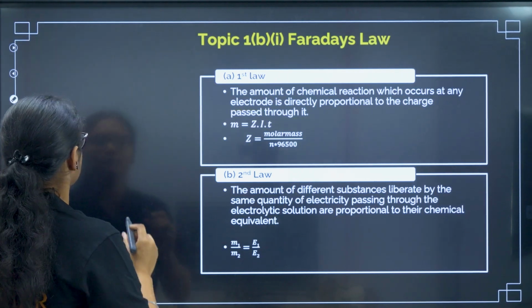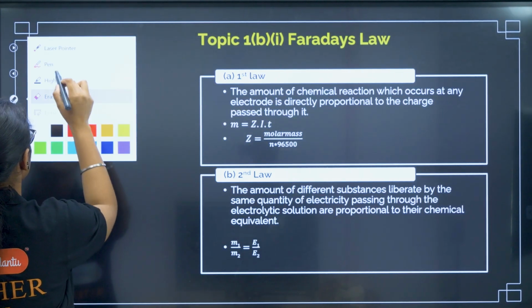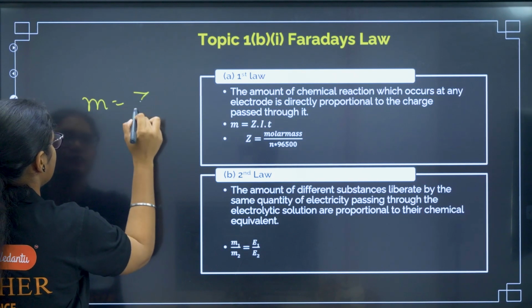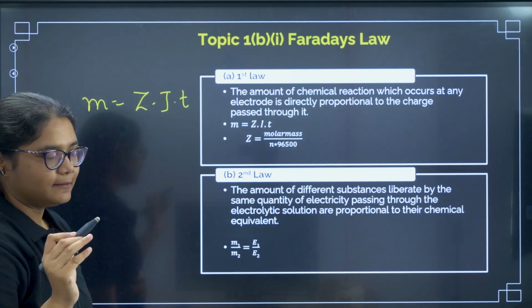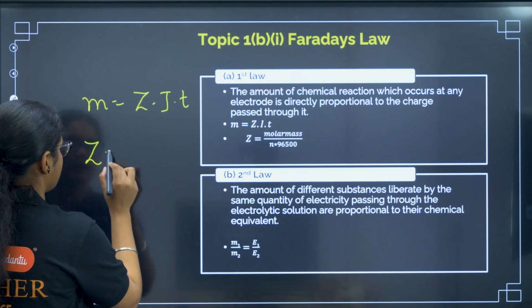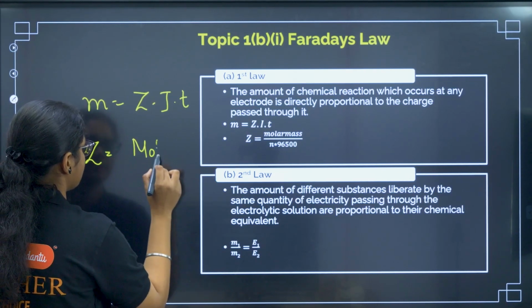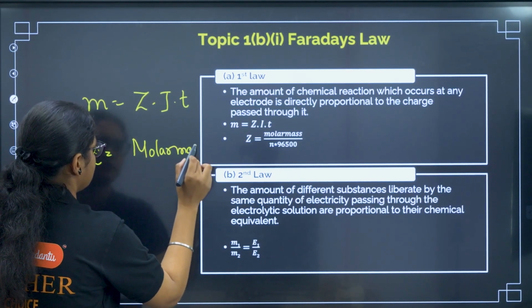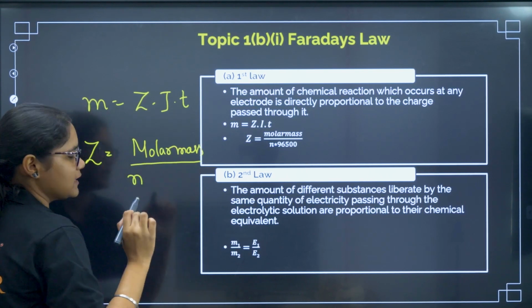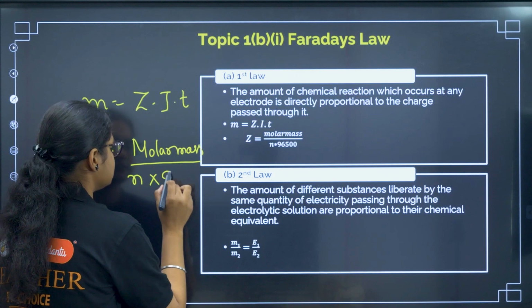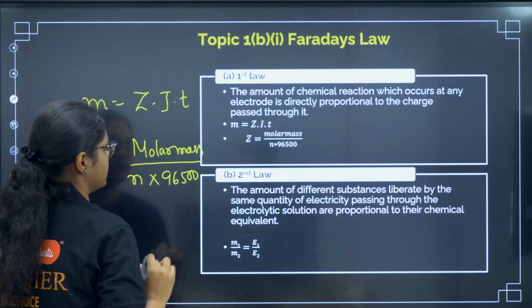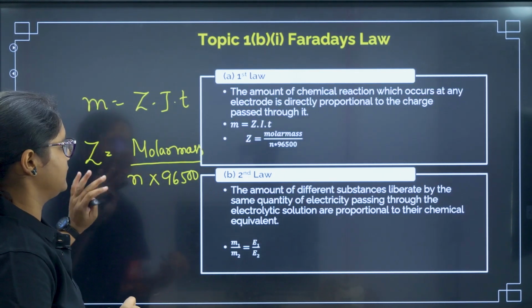We have this formula, M is equal to Z into I into T. I is current, T is time, that we know. What is this Z and how to calculate it? Z is molar mass divided by N, that is the number of electrons it gains to reduce itself, into 96500 coulombs. I have written it again here, you can check.